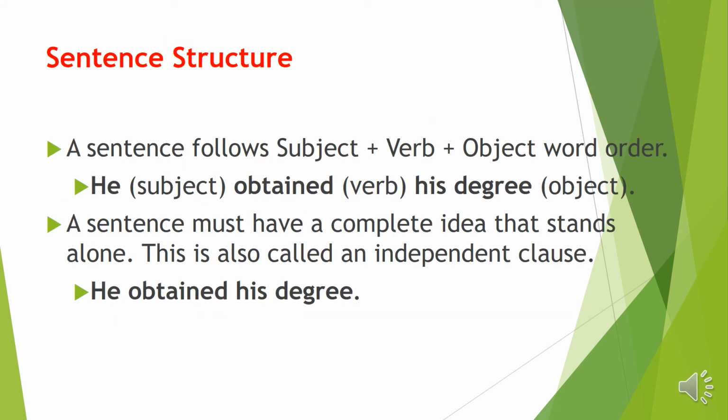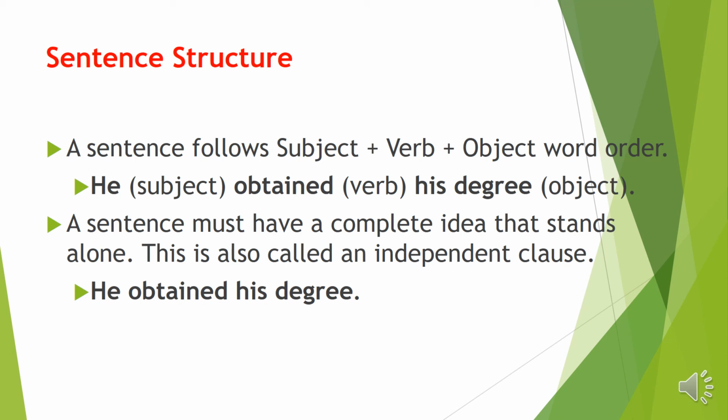Next, another sentence structure is that a sentence follows subject plus verb plus object word order. And what is that, Teacher Ram? "He" is our subject. "Obtained" is the verb. "His degree" refers to an object. A sentence must have a complete idea that stands alone. This is also called an independent clause.